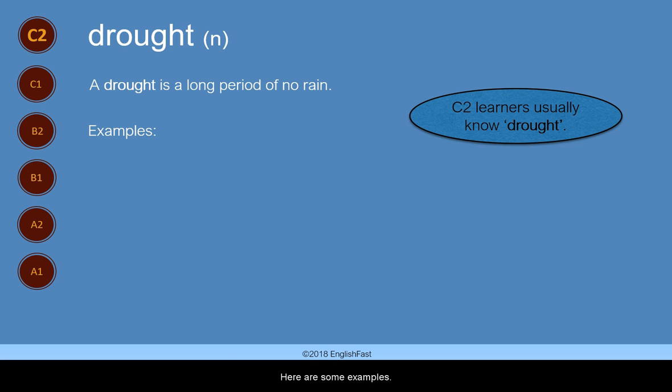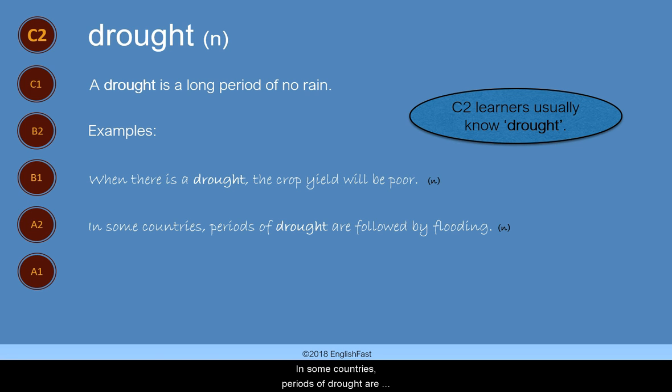Here are some examples. When there is a drought, the crop yield will be poor. In some countries, periods of drought are followed by flooding. Topics for discussion today include the current drought.